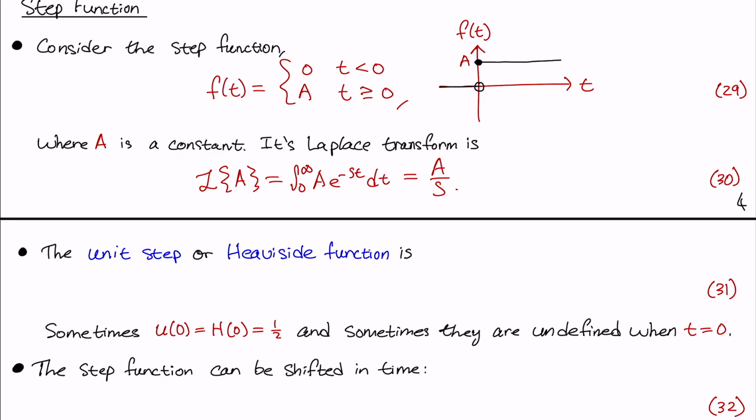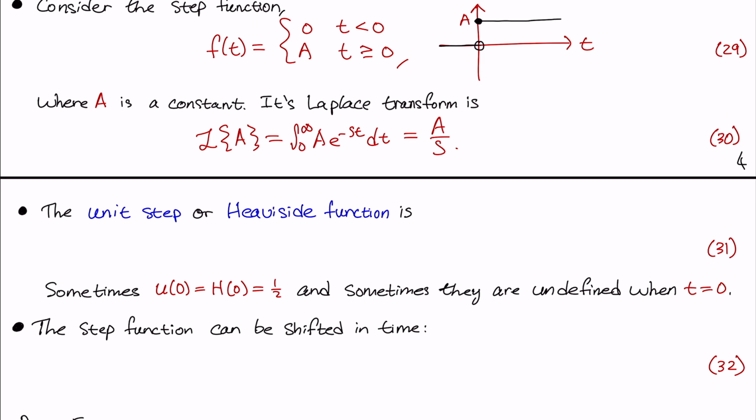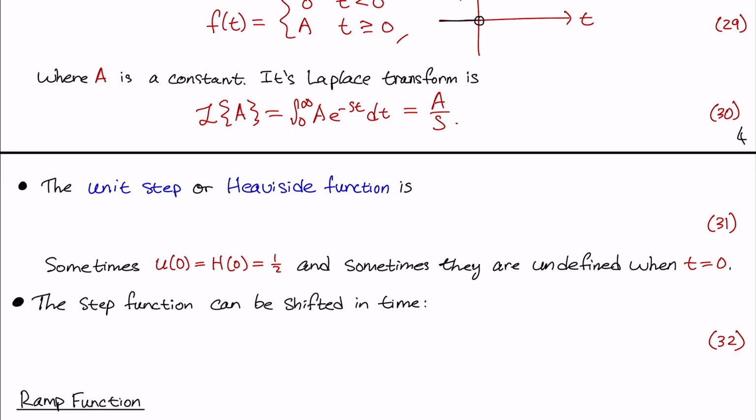Okay, now that we've seen the step function, we can now define what we call the unit step, or the Heaviside function is another name for it. So the unit step, we'll use u of t, or if you want to call it the Heaviside, we'll use a capital H of t, and this is equal to 0 for t less than 0, and then 1 for t greater than or equal to 0.